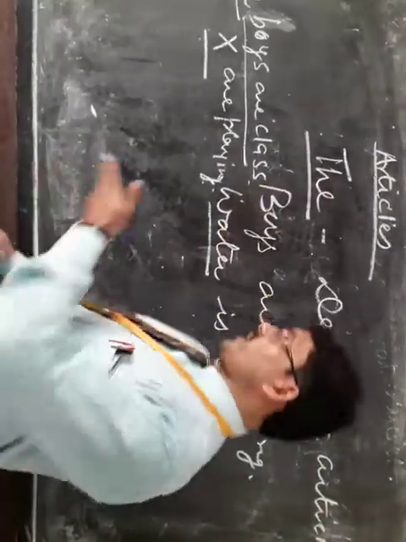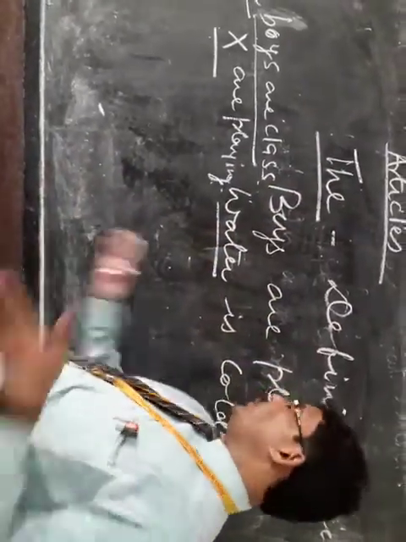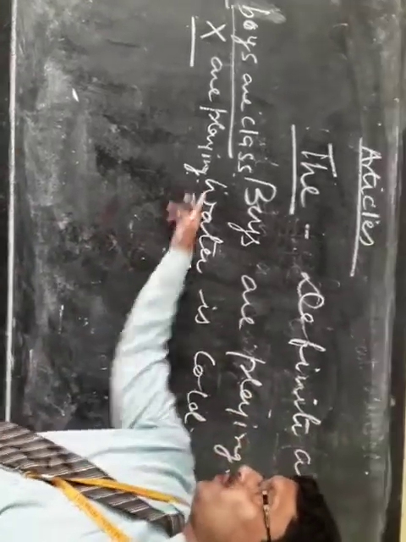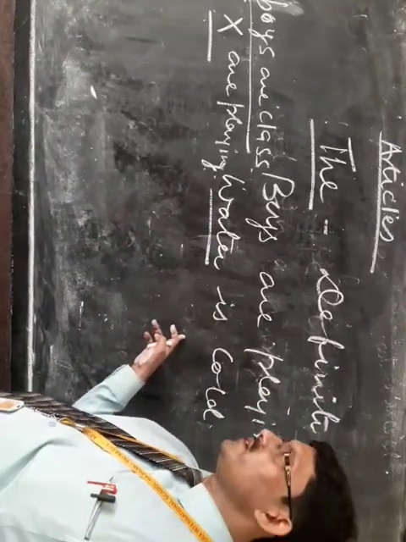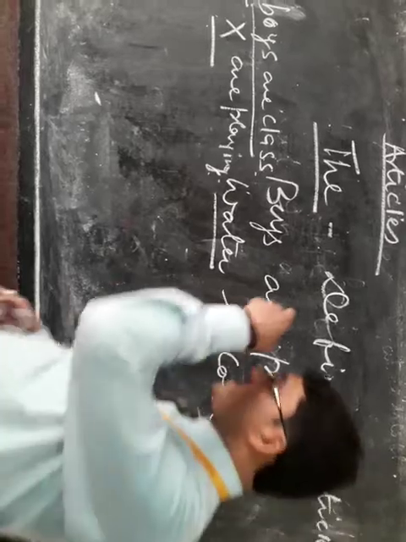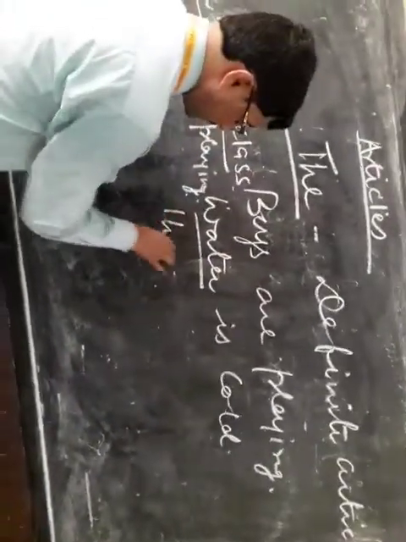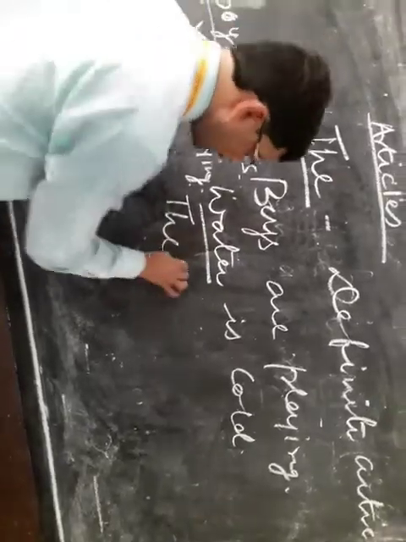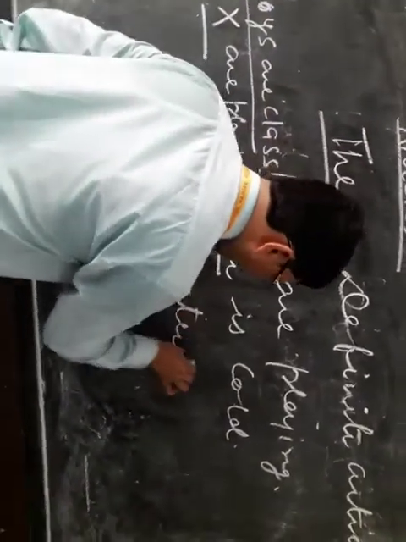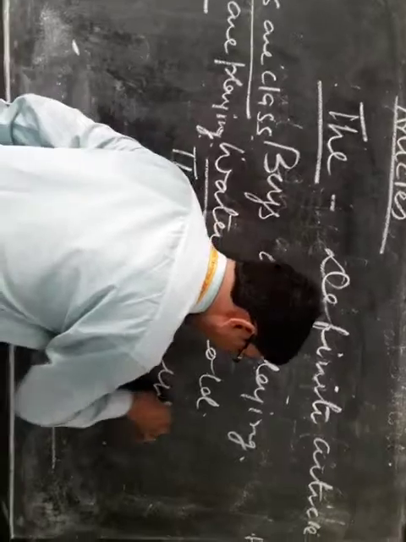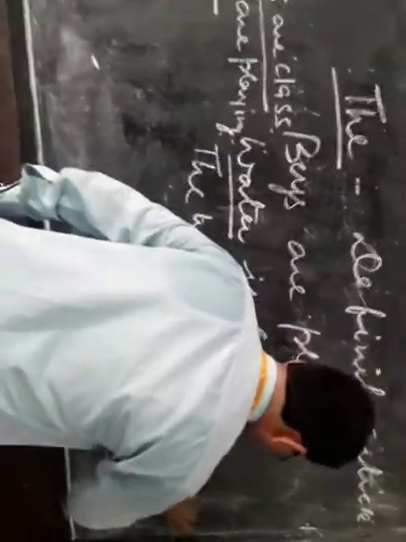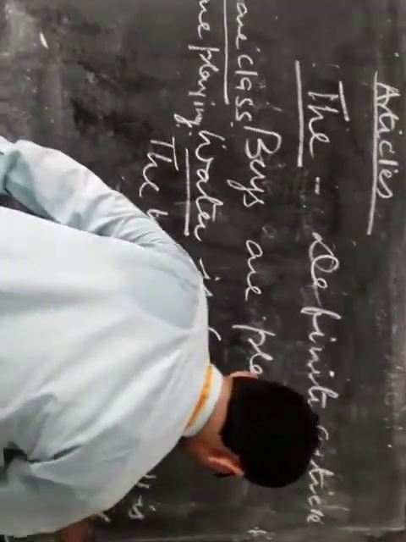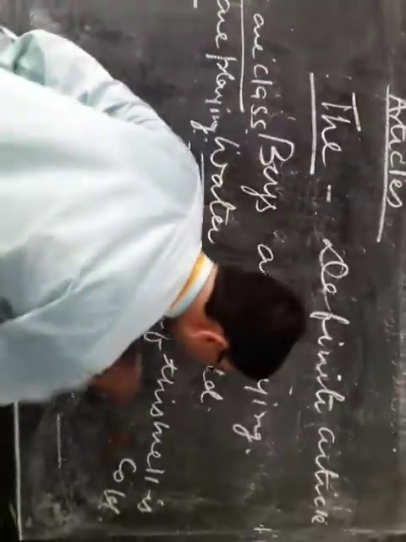Before an uncountable noun we use no article. "Water is cold" is correct; "The water is cold" is wrong. But if you particularize this noun, if you use it in a particular sense, you can use the. The water of this well is cold. Then it is correct. The water of this well.